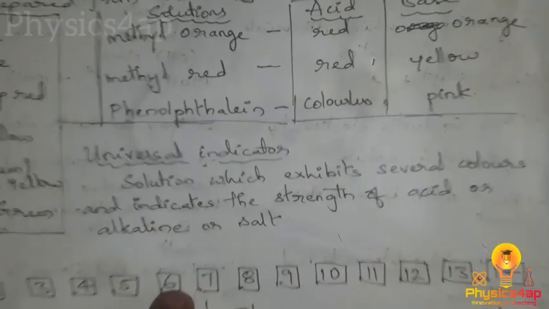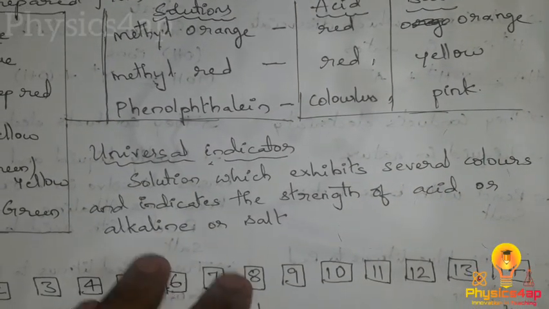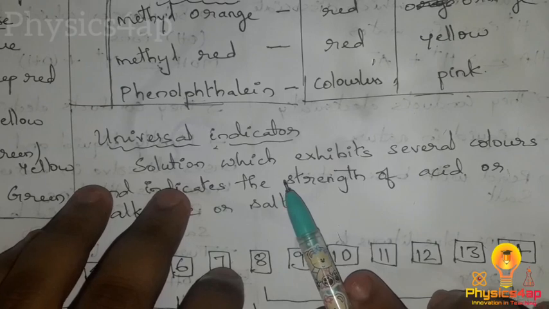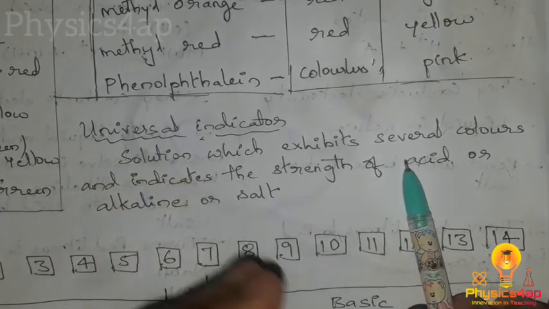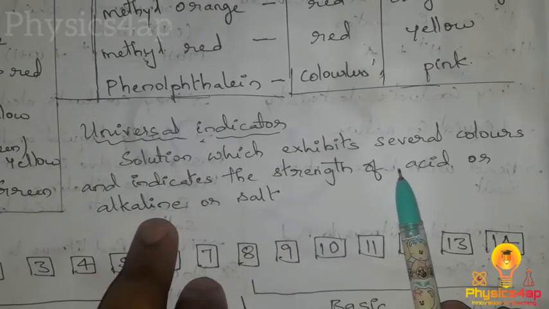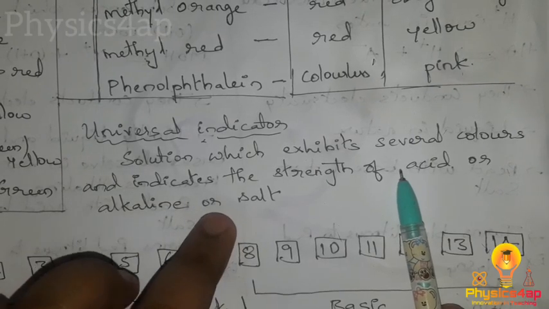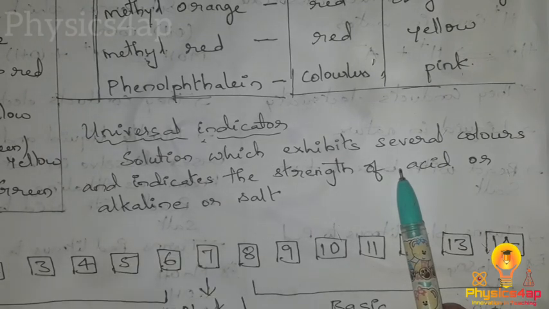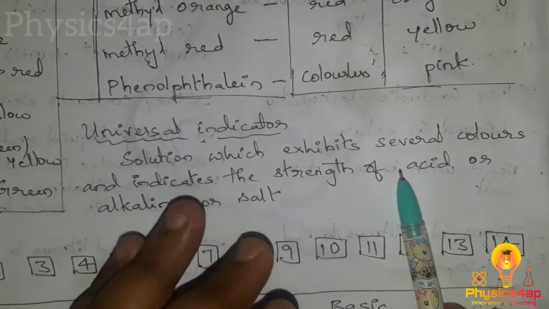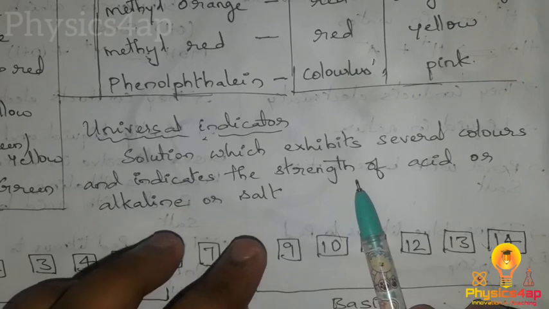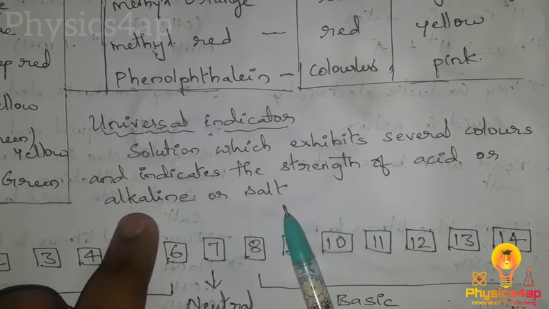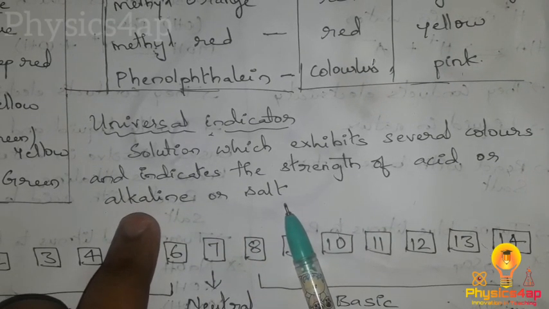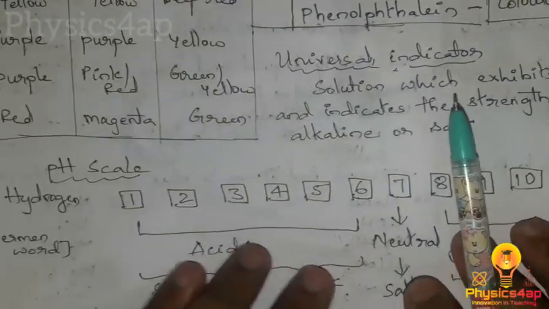And next, coming to the universal indicators. The universal indicator is nothing but a solution which exhibits several colors and indicates the strength of an acid or alkaline or a salt. It exhibits several colors, starting from red to blue, and in the middle we have orange, yellow, green. Based upon these colors, it indicates the strength of an acid, an alkaline, or even a salt. And let us see, we have a pH scale.